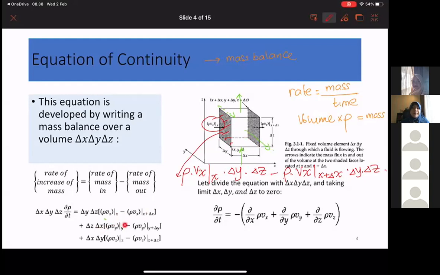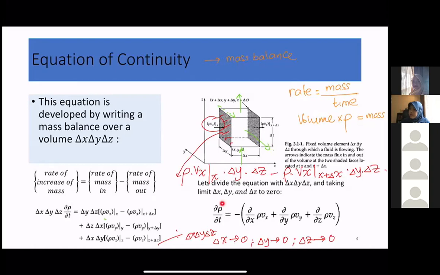Okay, and after that, let's divide both sides with delta x, delta y, and delta z. Also make delta x a limit, so really small. Delta y also really small, and then delta z also really small. So then it becomes the limit.